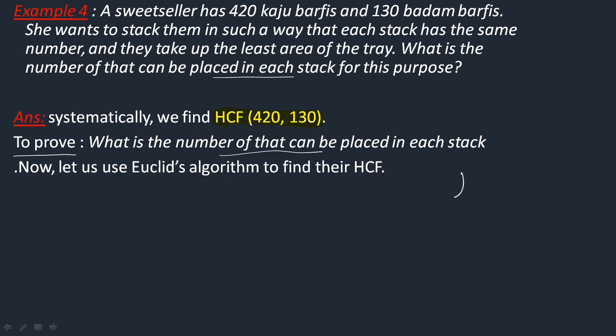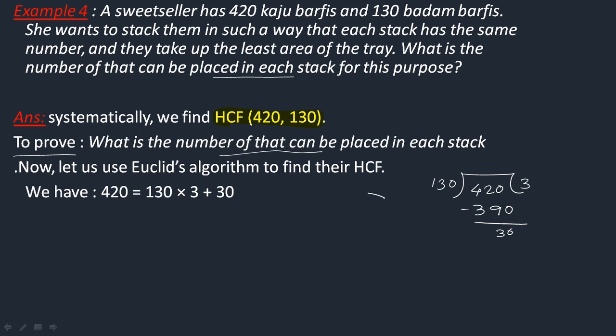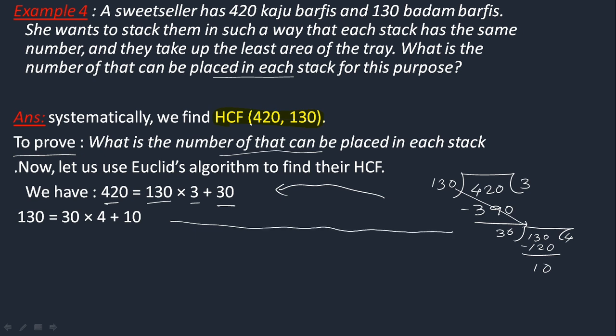So we will be using Euclid's algorithm to find the HCF of 420 and 130. When 420 is divided by 130, we have 3 times as the quotient. So 130 into 3 is 390, with the remainder 30. So we can write 420 is equal to 130 into 3 plus 30. Now in the next step, the remainder doesn't become 0, so we will again divide with 130 as the dividend. So 130 divided by 30, we get the quotient 4 and the remainder 10. So we can write 130 is equal to 30 into 4 plus 10.